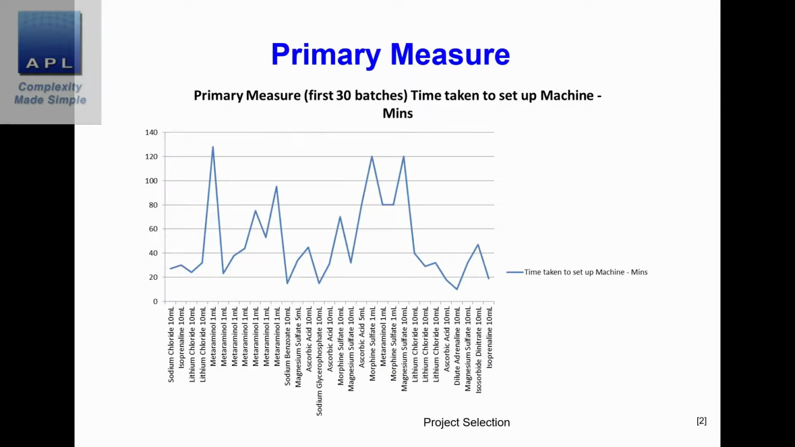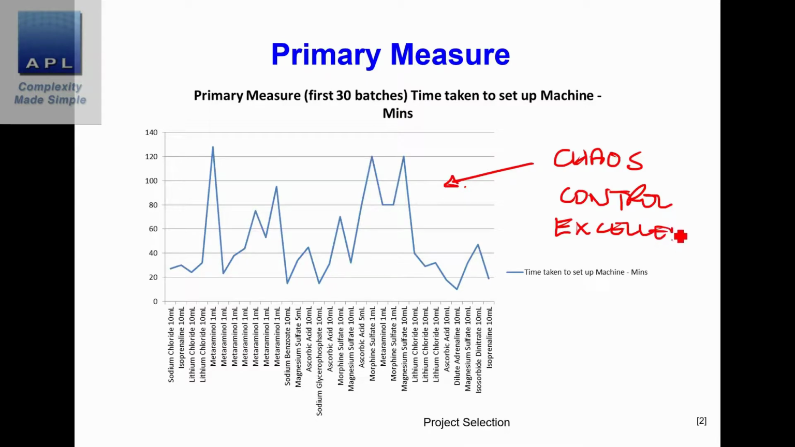Here's the measurement. So here's the current performance. The last 30 batches, you can see the wildness of this process. It's totally out of control. This is a good example. I say to people, there are 3 states your process will be in. It'll be in a state of chaos, control, or excellence. What does chaos look like? It looks like a graph that does that. This is a process in complete chaos. That's the last 30 batches that we're using as a reference.